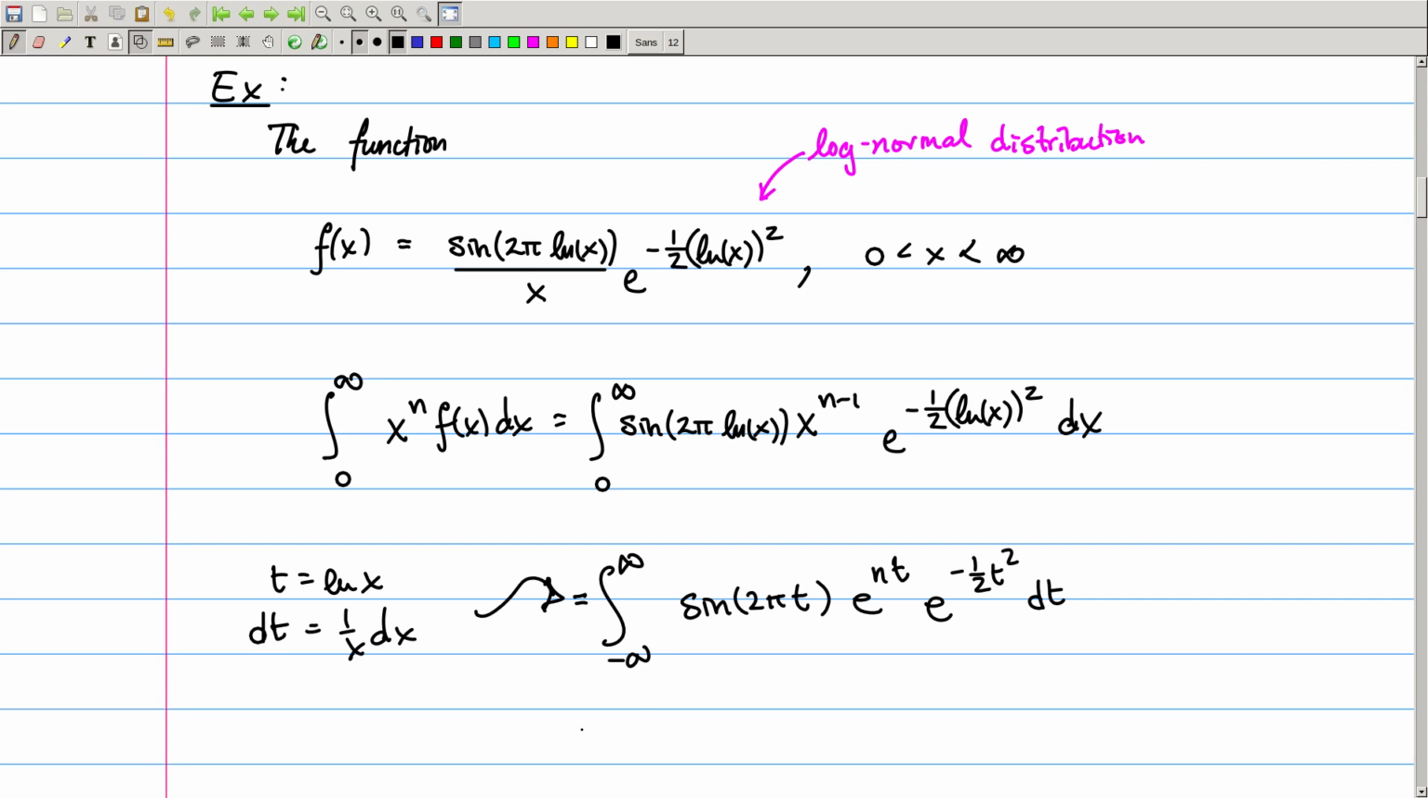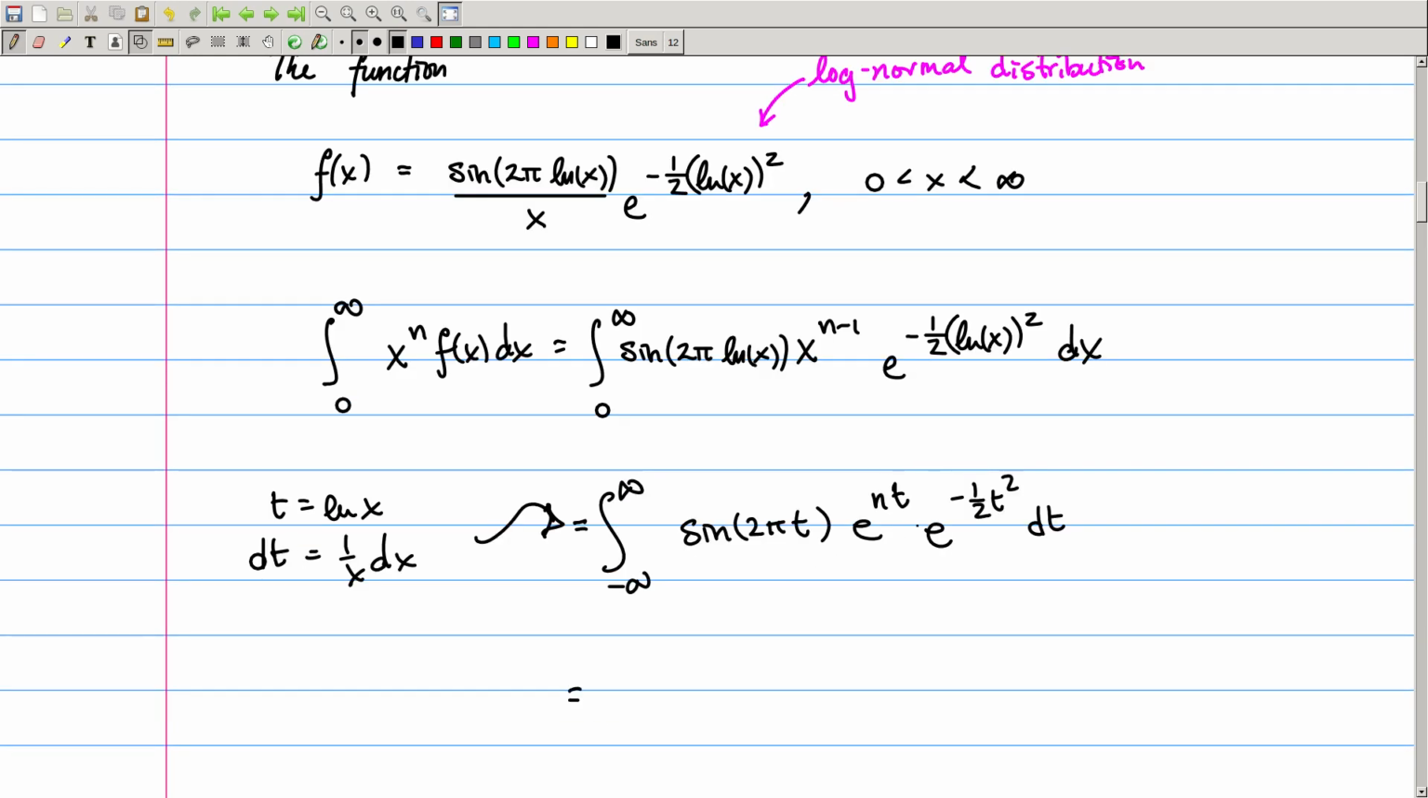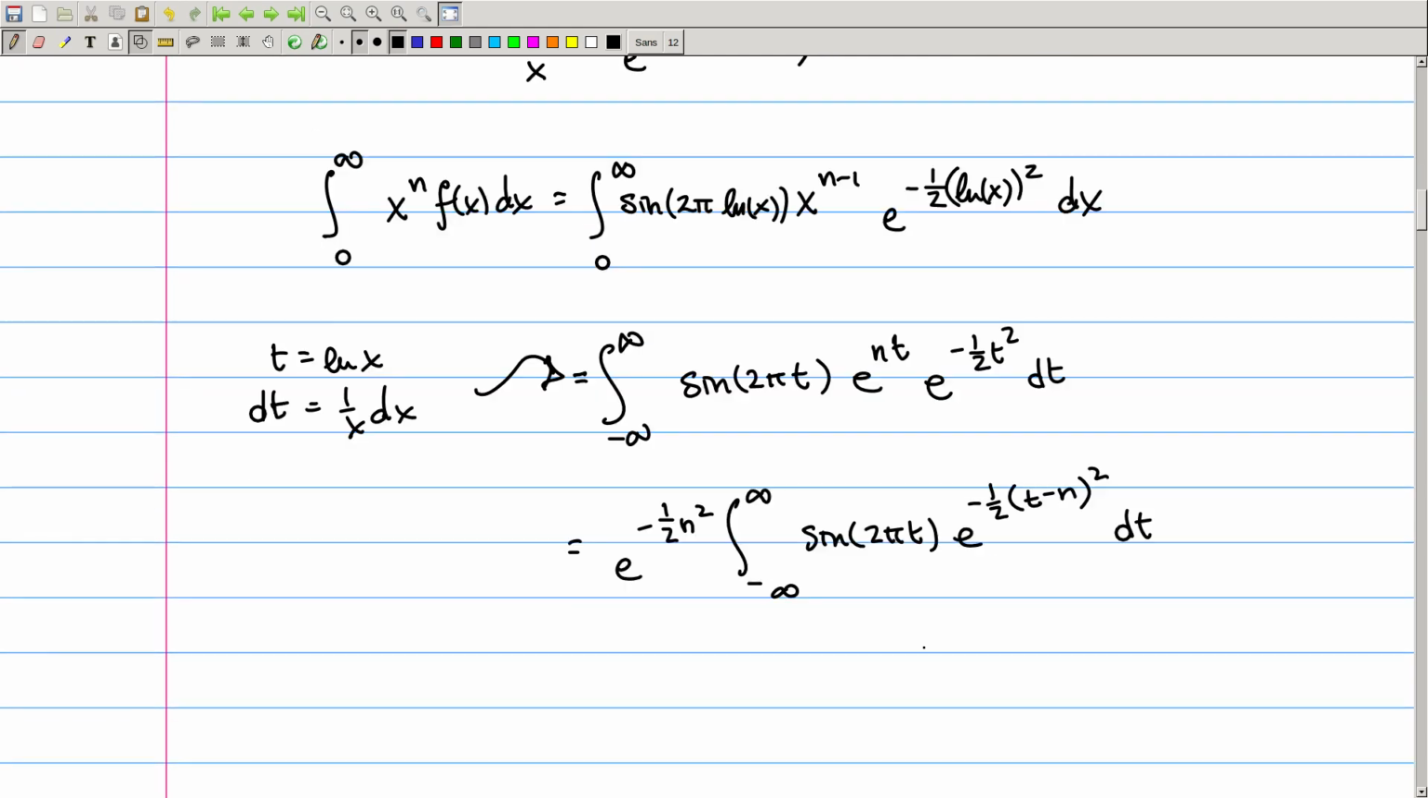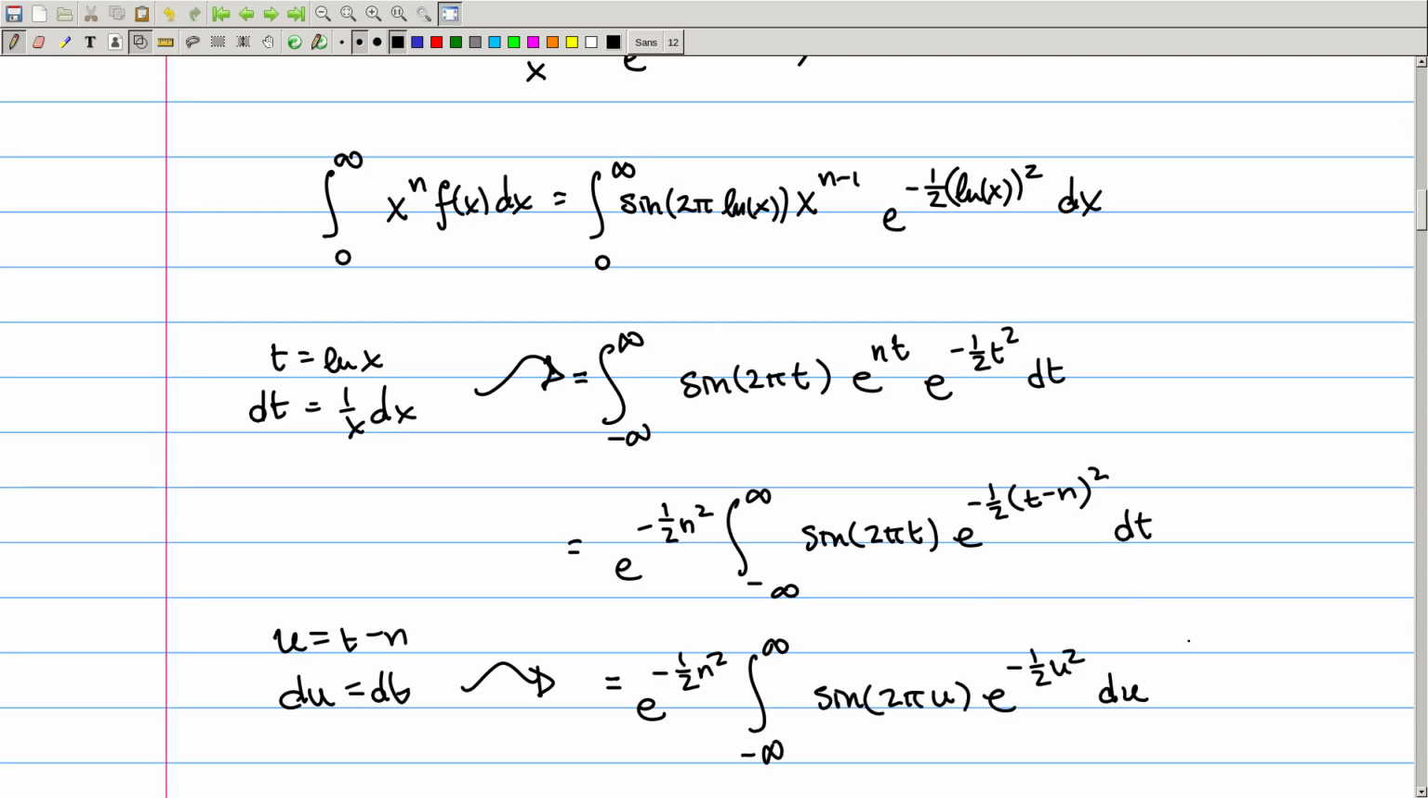Now to evaluate this further, I'm going to bring in and combine the e to the nt and the e to the minus 1/2 t squared by completing the square, rewriting this as sine of 2 pi t times e to the negative 1/2 the quantity t minus n squared dt. Now if I do another change of variables, and I use the fact that sine is 2 pi periodic, I can rewrite this integral as e to the negative 1/2 n squared times the integral from minus infinity to infinity of sine of 2 pi u times e to the negative 1/2 u squared du.